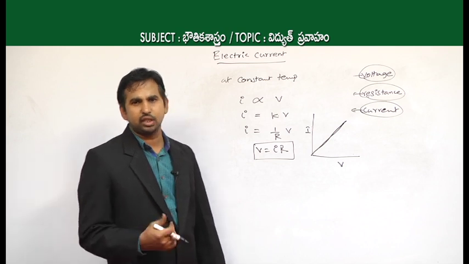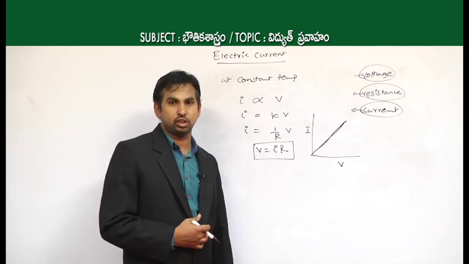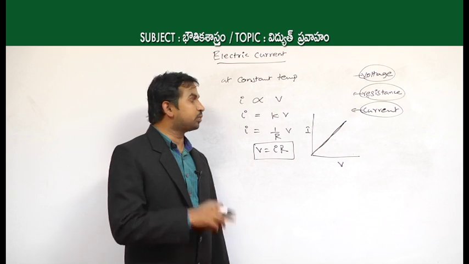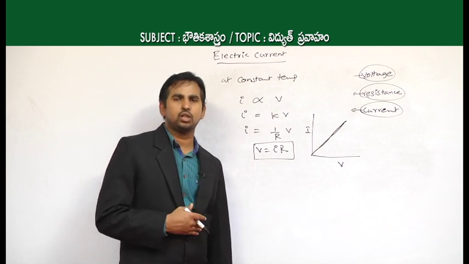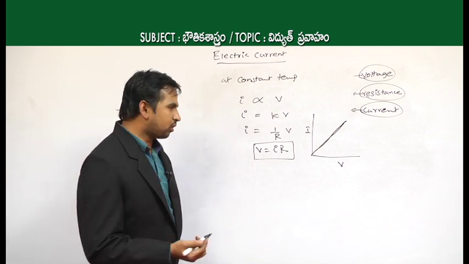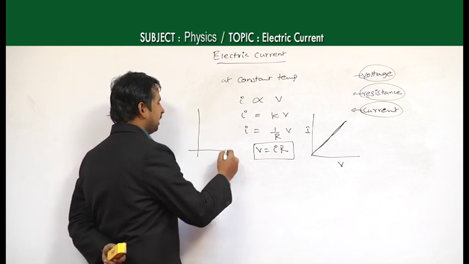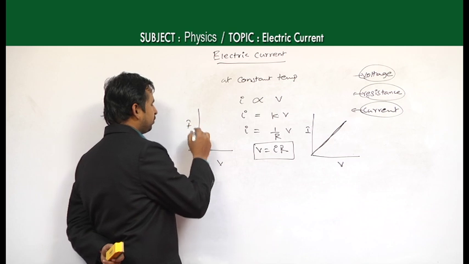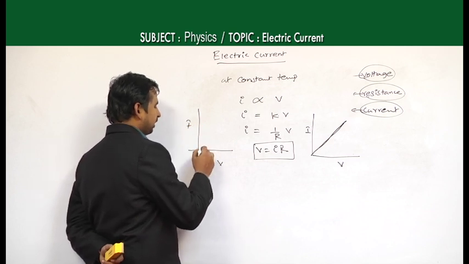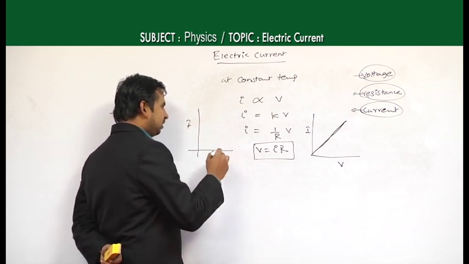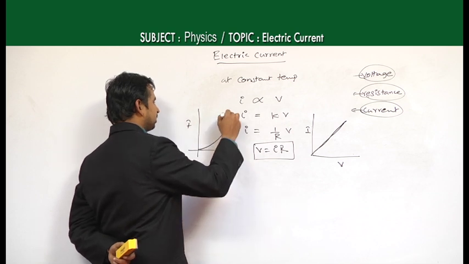If the temperature varies, the resistance may change. That is why Ohm's law is valid only at a constant temperature. If the temperature is not the same, or if you are taking non-ohmic substances, then the V and I graph we get is a curve. For example, in this case we are getting a curve like this.